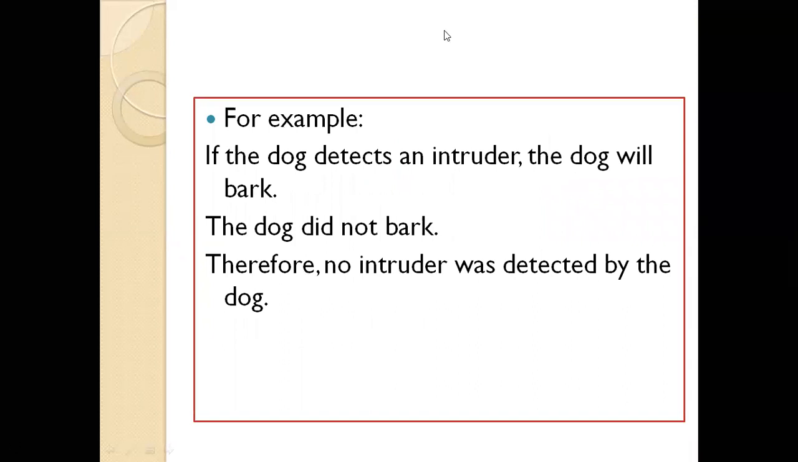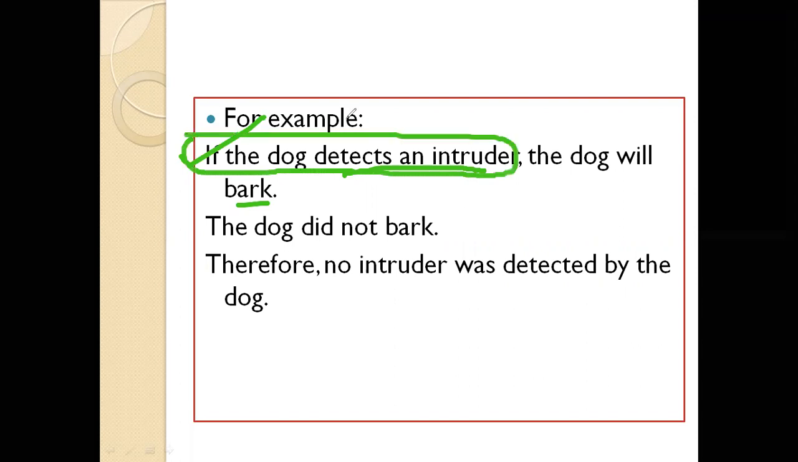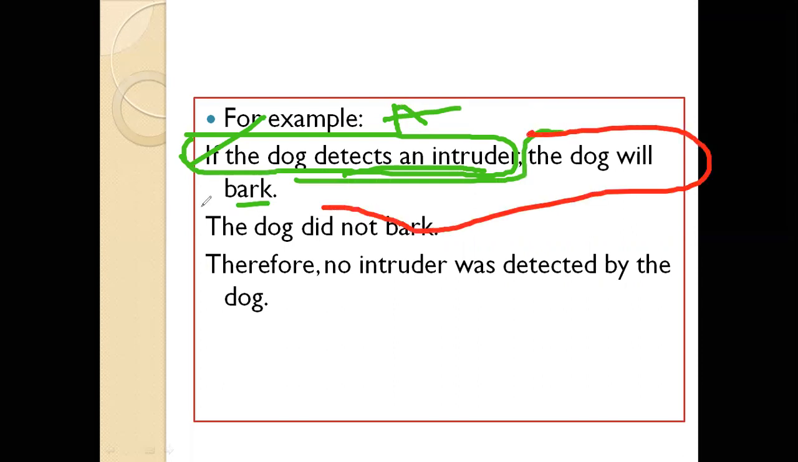So the example is, if the dog detects an intruder, then the dog will bark. So this means what? If the dog detects an intruder, this is the if part. Okay. That is the antecedent part. And the dog will bark, that is the consequence part. Right.